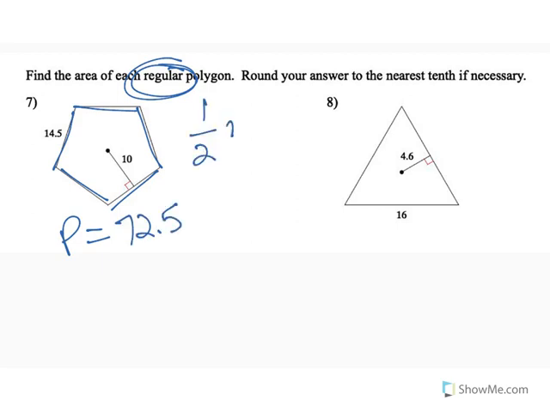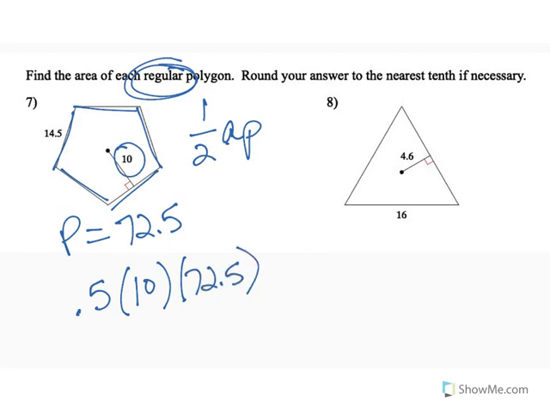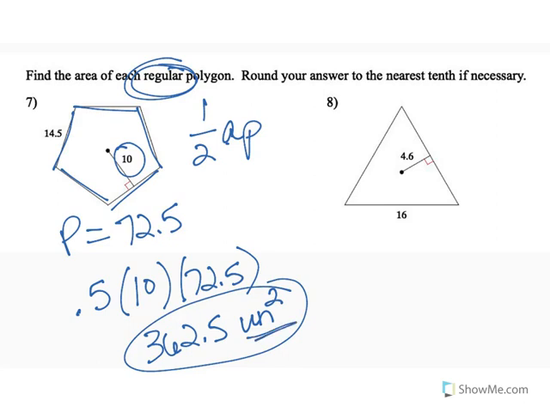So our formula, remember, is 1/2 AP, or PA. In my head, it's AP. So that means we're going to do 0.5 times 10, that's our apothem, times 72.5. Doesn't matter which order you actually do that in. And that gives us 362.5. Notice we don't have any units here, so we would say units squared. You can't not do that just because there aren't any given to you. You have to say units squared. Or you can make them up if you want. You can say feet squared, whatever.